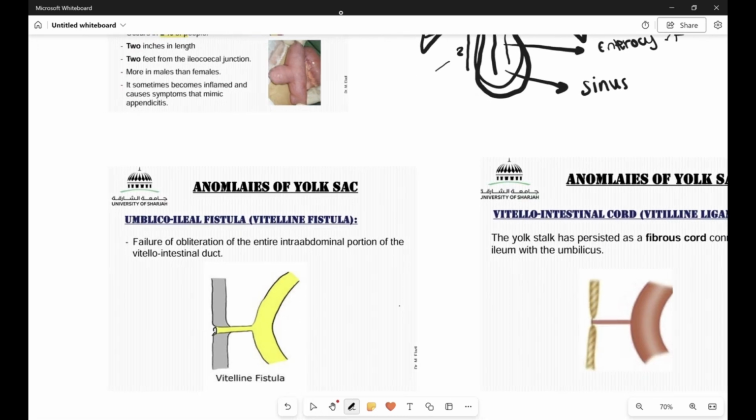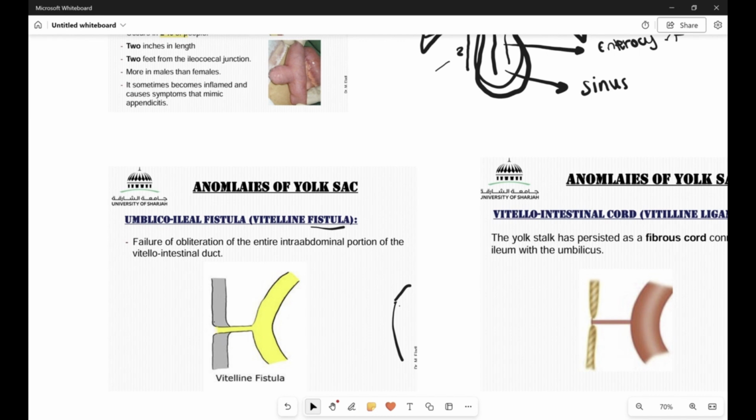So the fistula, I like to think of it as an open duct. This is your intestine, and this is your umbilicus. It is open. A fistula, or the failure of the obliteration of the entire intra-abdominal portion of the vitello-intestinal duct, means it's an open pathway. There is communication between the outside and the intestine. Therefore, we have leaking of the intestinal fluids from the umbilicus, because there is an opening between the intestine and the umbilicus.